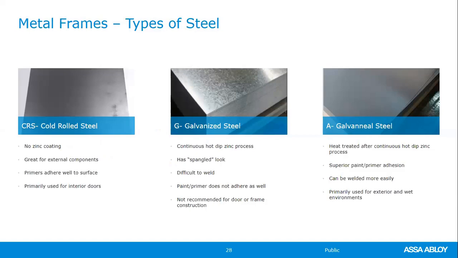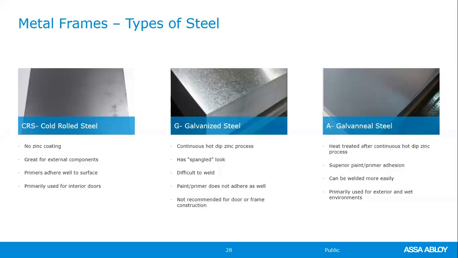Basically, there's no zinc on this steel. A lot of times you'll see component parts that are made up of the CRS material. Primer and paint adhere very well to cold rolled material. And you usually see cold rolled material specified in interior applications.